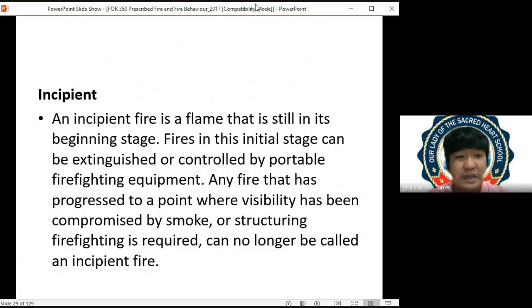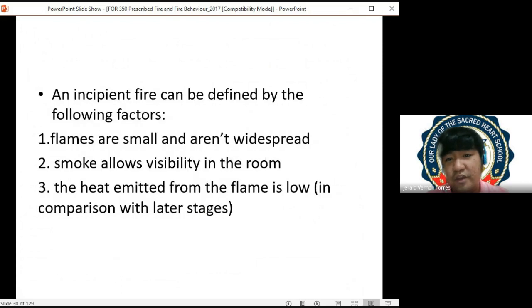This is actually the initial stage kung saan at this point hindi niyo pa kailangan tumawag ng bumbero. Kasi at this point kaya niyo patayin yung apoy mag-isa. It's still controllable as long as meron kayong mga firefighting equipment such as fire extinguisher. So usually pag nandito kayo sa incipient stage, visible pa yung area kasi hindi pa masyadong makapal yung convection smoke. So incipient fire pa lang siya.